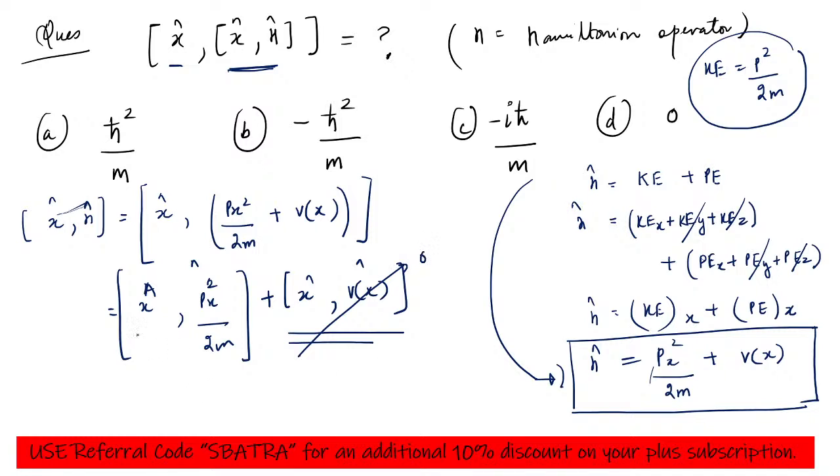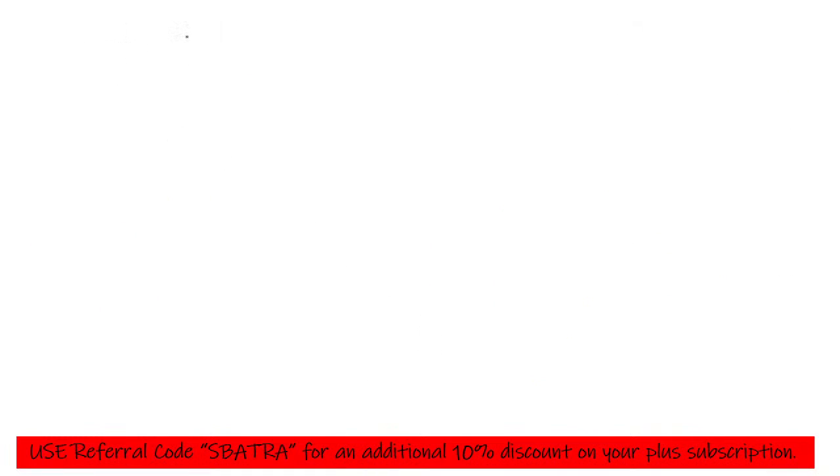Now we are left with the x operator, px square and 2m. This 2m is a constant, so I'll take it outside the bracket. Then you have the x operator and the px square operator. So this is equal to 1 by 2m, the commutator of the x operator and the px square operator. So this part we got over here.